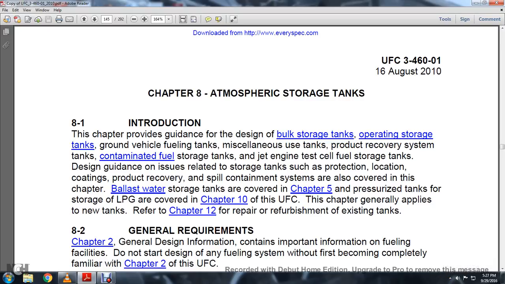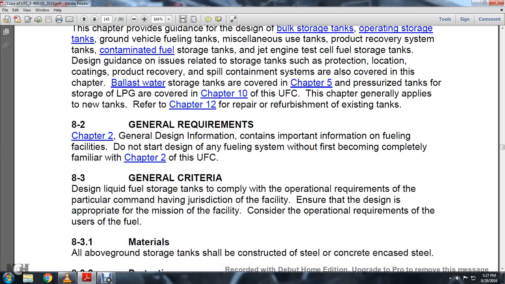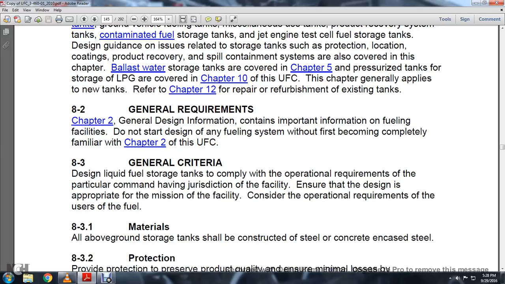8.2 General Requirements. General design information contains important information on the fueling facility. Do not start designing any fueling system without first becoming completely familiar with Chapter 2 of the UFC. 8.3 General Criteria. The design of liquid fuel storage is to comply with the operational requirements of the particular command having jurisdiction of the facility, ensuring that the design is appropriate to the mission of the facility, considering the operational requirements of the user of the fuel.